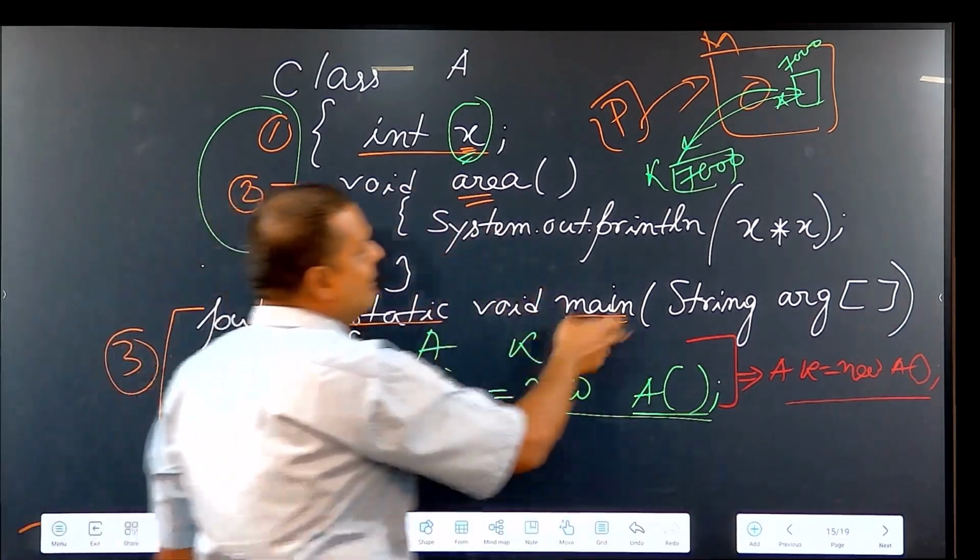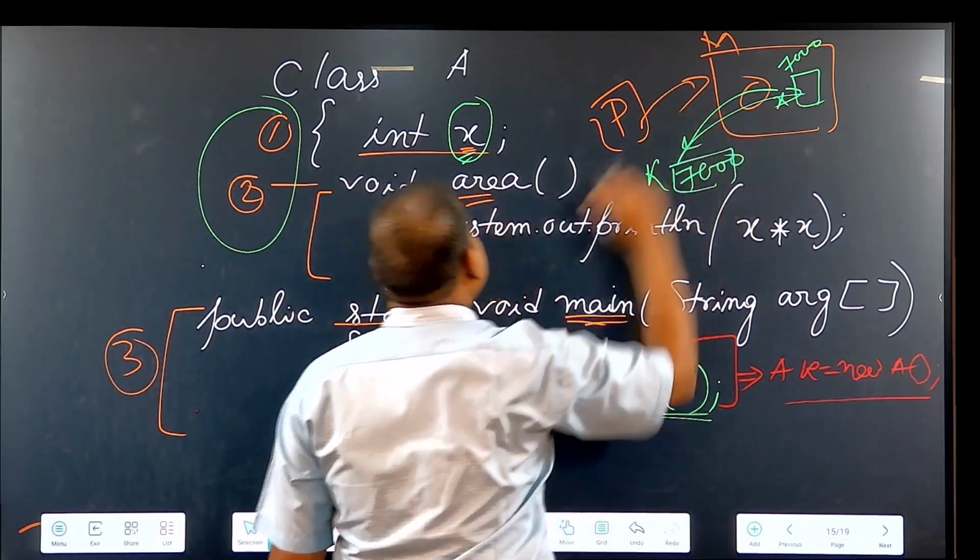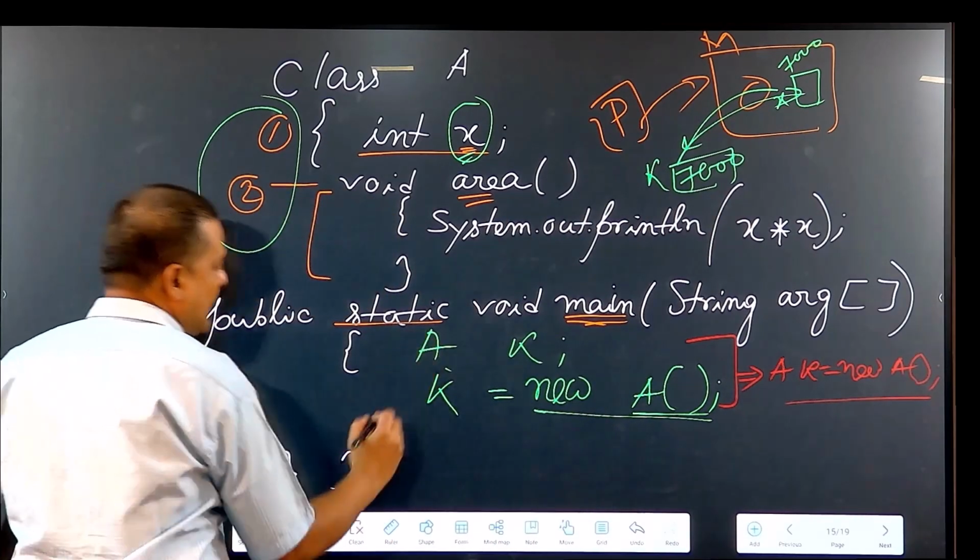So, now what is happening? x is allocated inside memory. Now, we are passing the value. We want to go for something.